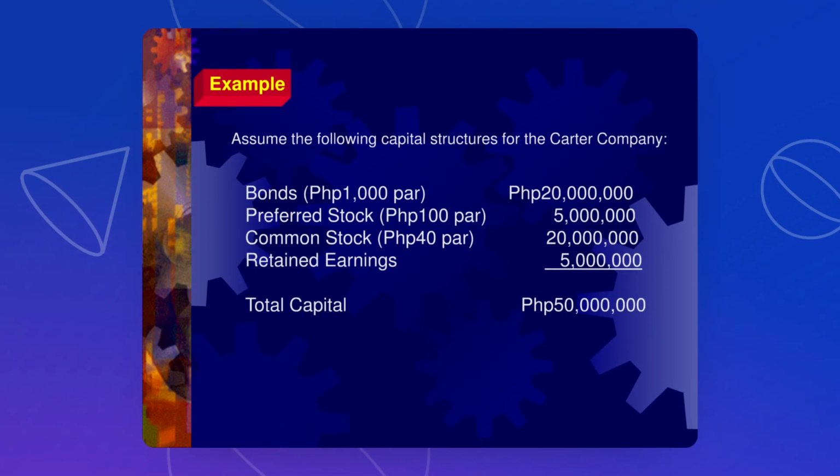Okay, class, what if this is the one? Assume that the capital structure for the Carter Company is as follows. You have your bonds, 1,000 par, and you have 20,000. You have your preference shares, 100 par, and you have 5 million. You have your common at 40 par, you have 20 million. And also you have your retained earnings of 5 million. How much would be your capital total? You have 50 million. Please take note of that capital structure.